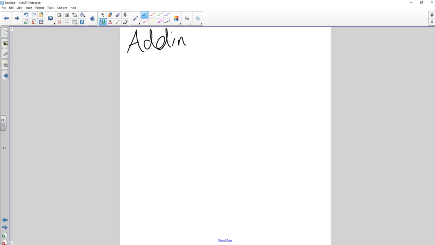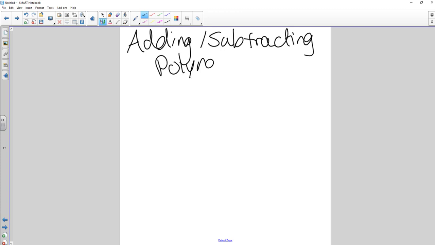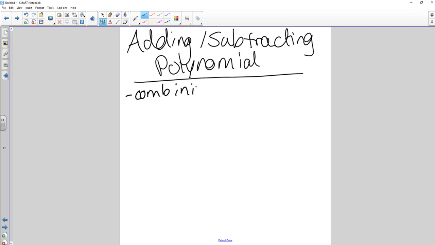So adding and subtracting polynomials is very similar to things done before, where basically we're just combining like terms. Combining like terms.